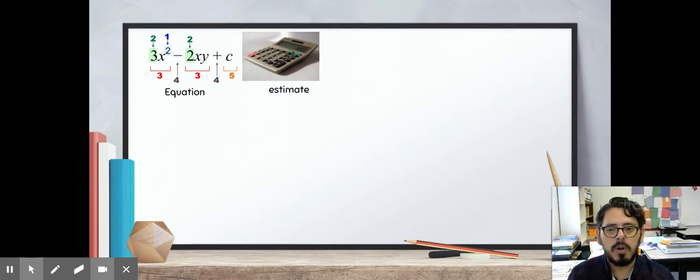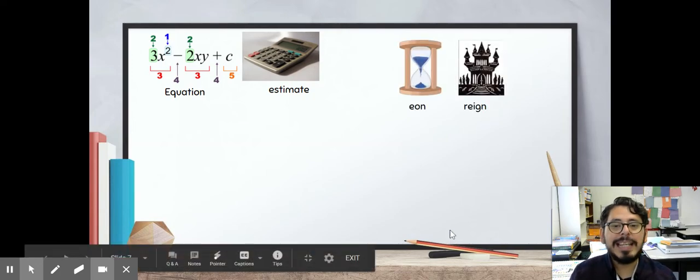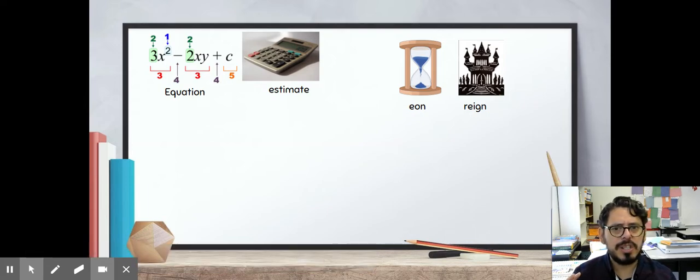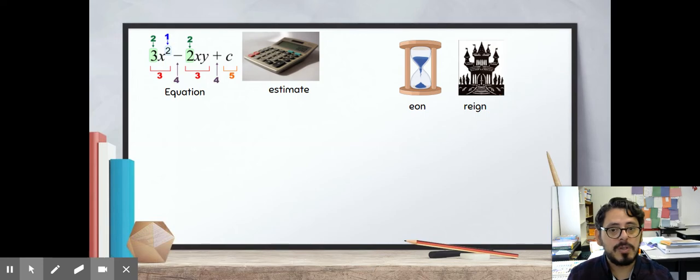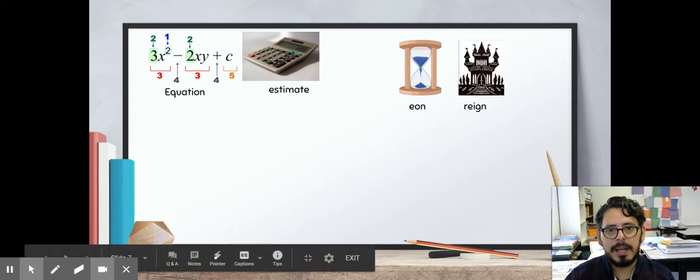Let's see a couple more, another pair. Eon and reign. Where do you see these words? Pause the video and come back whenever you have the word. Okay, so if you said social studies or history, you're correct. These are words. Eon, it's a measure of time, and reign, it's a place where the king and queen and the empire lives, like royalty live.